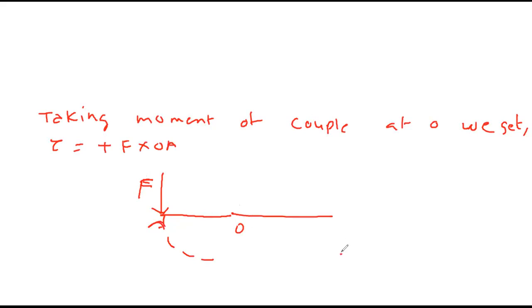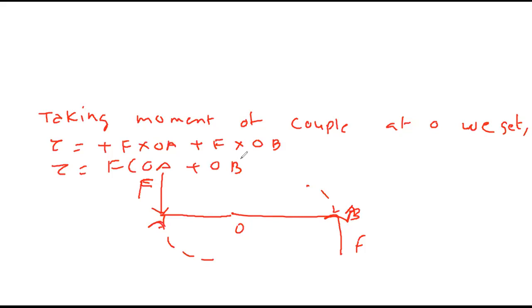And the other force is acting like this. What will be the sense of rotation? Anti-clockwise, also anti-clockwise. So plus F into OB. If I take F common, we get OA plus OB. What is OA plus OB equal to? AB. So F into AB. Equation 1 is the torque due to couple.